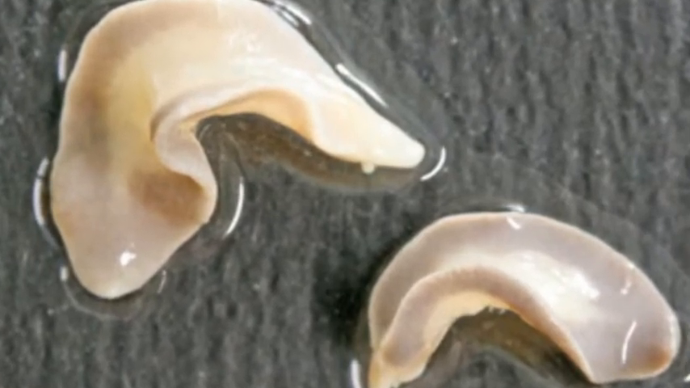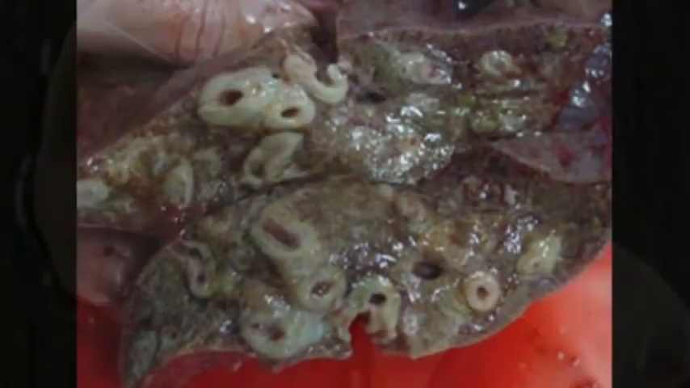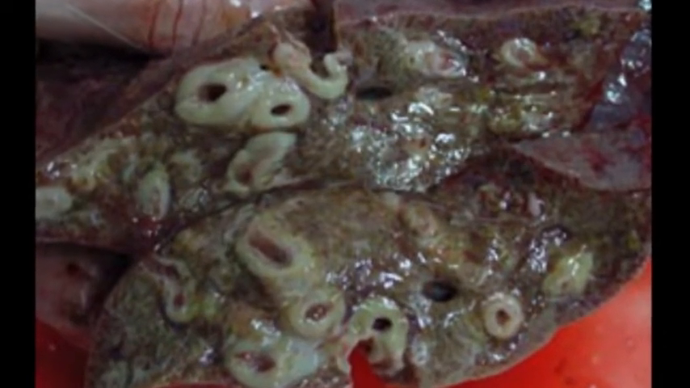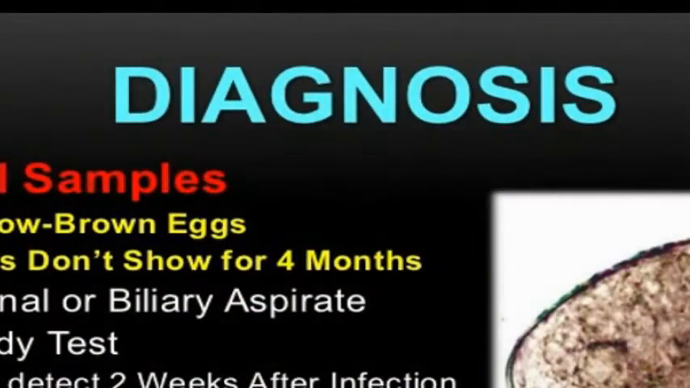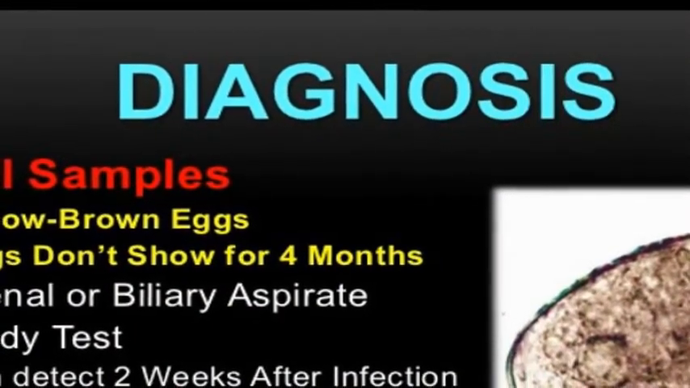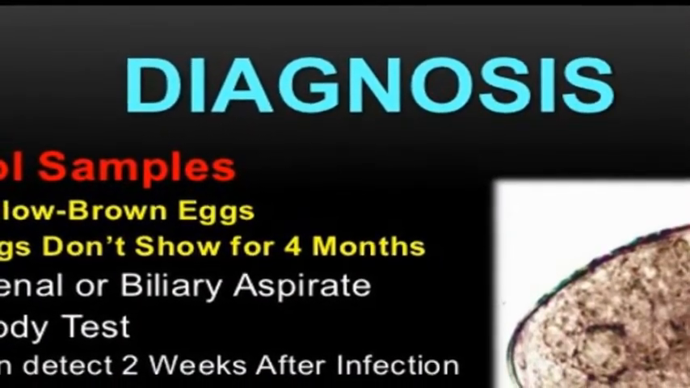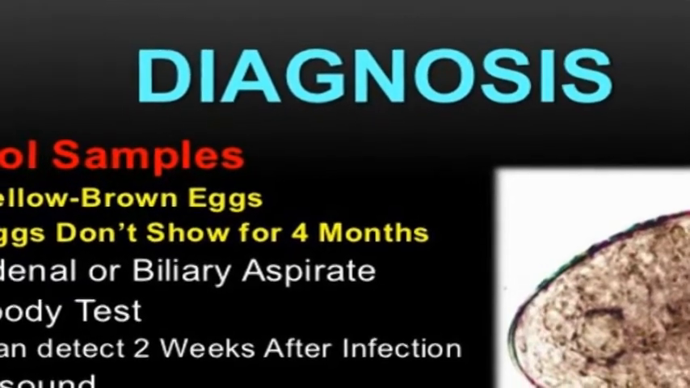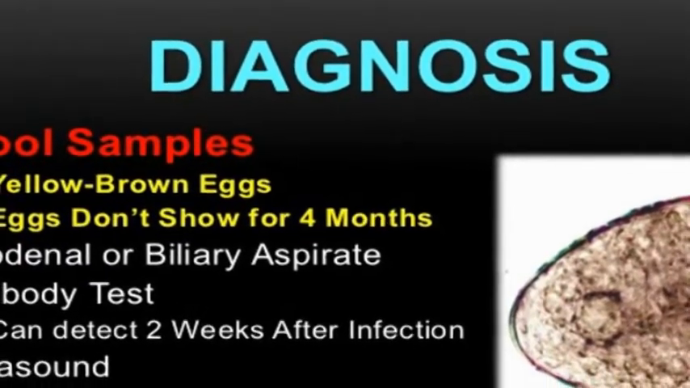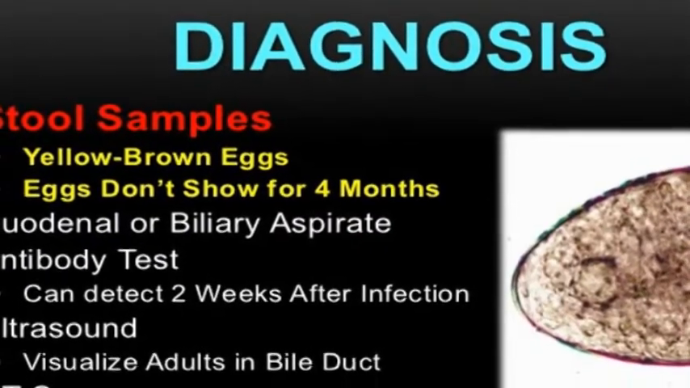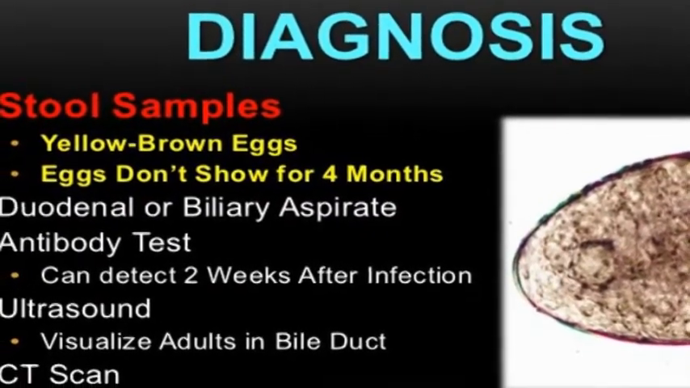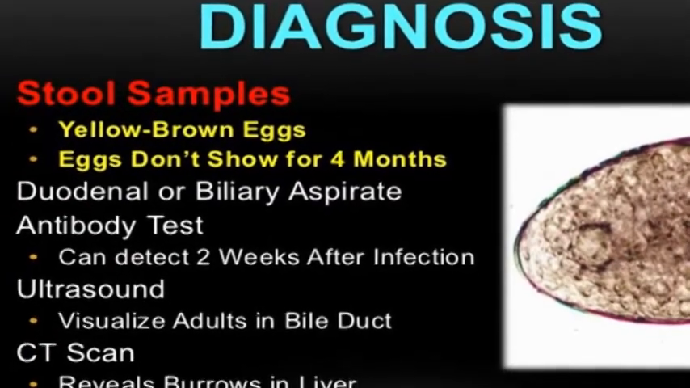Inflammation of the bile ducts eventually leads to fibrosis and a condition called pipe stem liver, a term describing the white appearance of biliary ducts after fibrosis. Next, we have the clinical diagnosis for Fasciola hepatica. In a stool sample, you can see yellow-brown eggs, and eggs don't show for 4 months. Next, we have duodenal or biliary aspirate, and antibody tests can detect infection 2 weeks after infection.